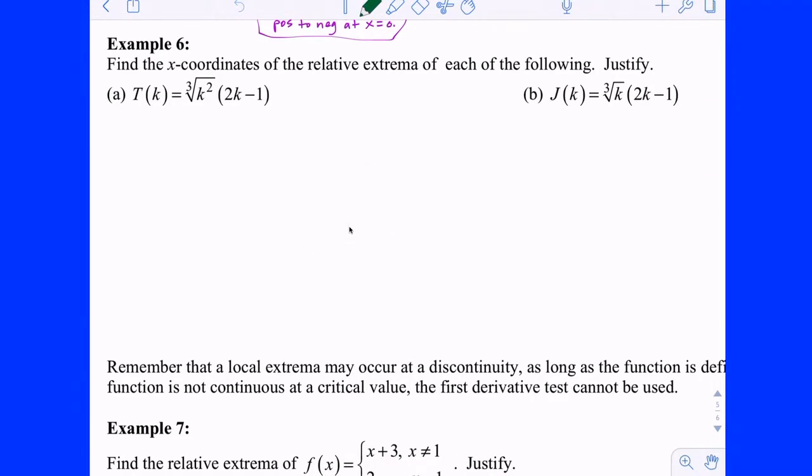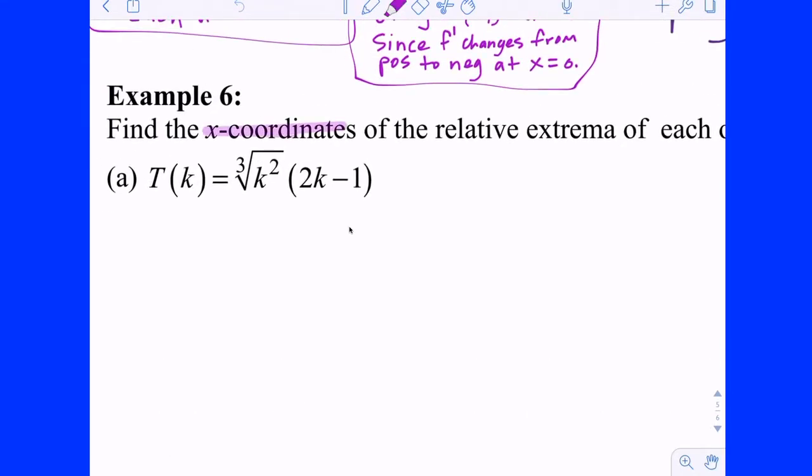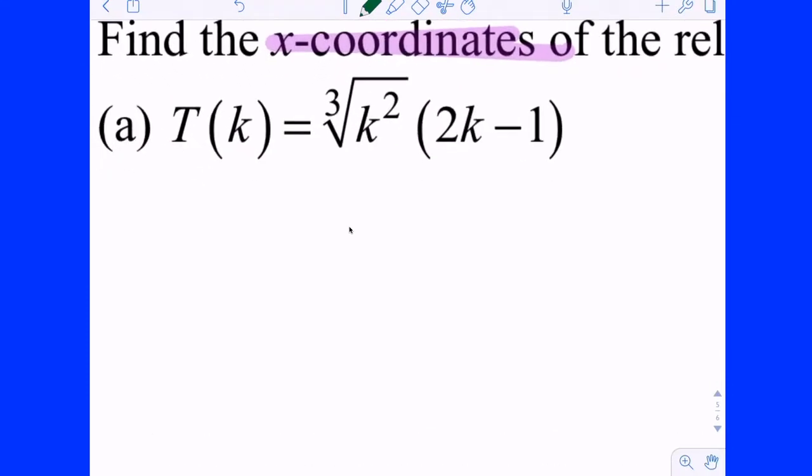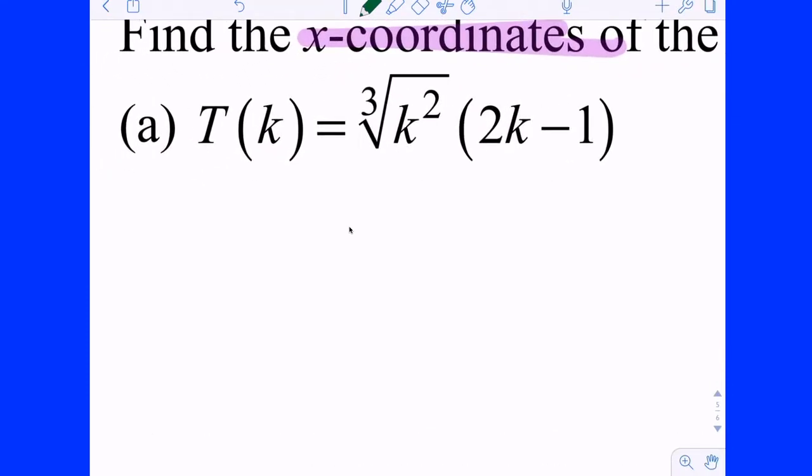Example 6. Find the x coordinates of the relative extrema. So are we looking for x coordinates or y coordinates? Yeah, x coordinates. Okay, it's important, right? We have two functions. The first one is T of k. T is the name of the function. K is the independent variable.